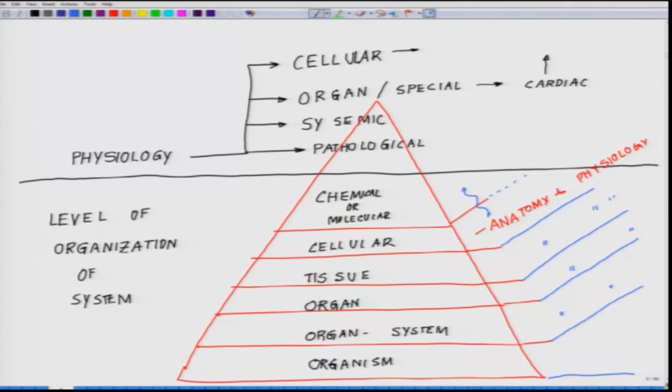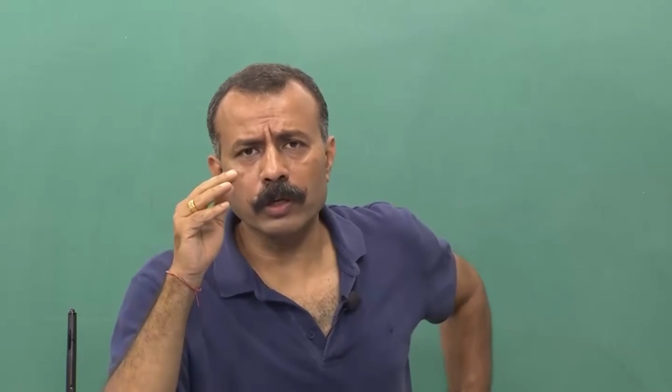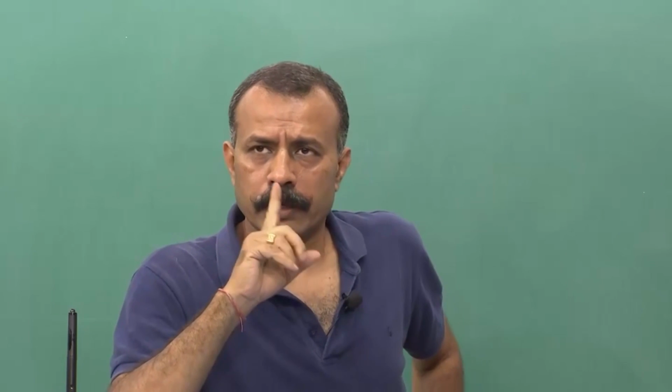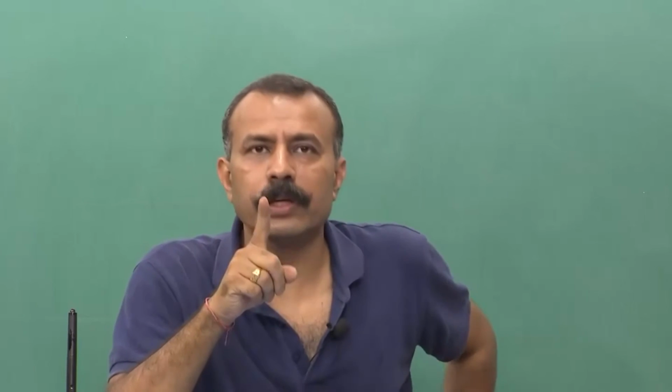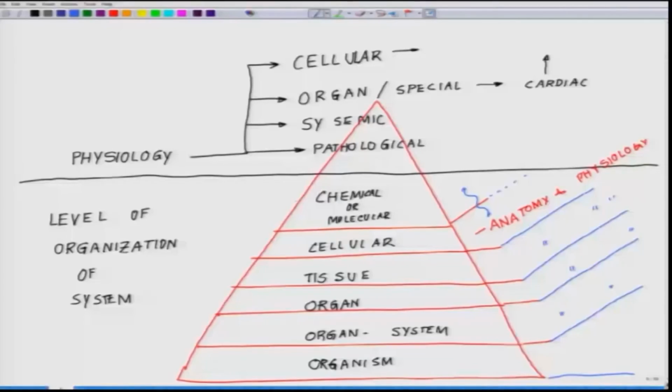So, whatever level you study, you have to realize that you have to correlate it back in that pyramid from the chemical to the molecular aspect all the way to the organism. So, this is how the system works. Now, there are certain governing rules. There are different levels of control systems happening at all these different levels, and those are called different feedback mechanisms.